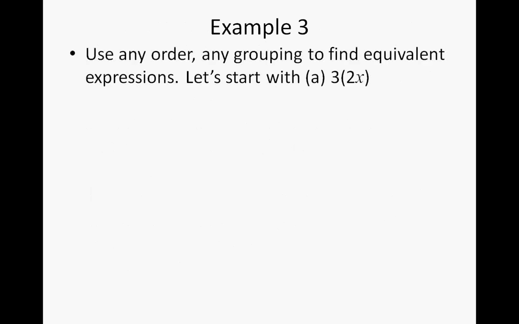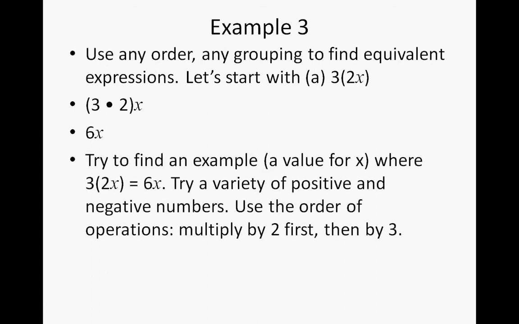All right, let's take a look at example 3. Using any order, any grouping to find the equivalent expressions, let's start with A, 3 times 2x. Well, we know that we can group 3 times 2 because we can multiply those numbers, and we end up with 6 times x, or 6x. Try to find an example or a value for x where 3 times 2x equals 6x. Try a variety of positive and negative numbers. Use the order of operations. First multiply by 2, then multiply by 3. Go ahead and try this a couple times before continuing.